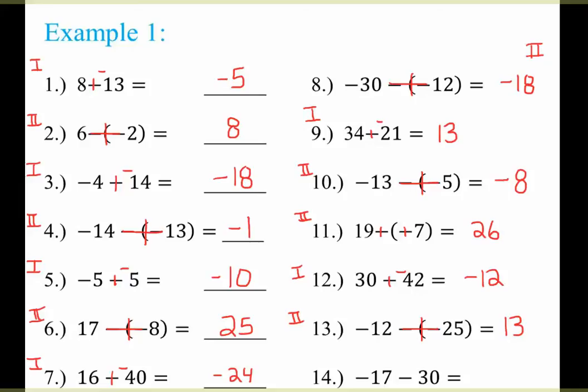All right, number 14, we have negative 17 minus 30. Just a minus sign in there. That's a type 1 problem. Negative 17 plus negative 30. Now this one happens to be a get mugged twice. You lose 17, you lose 30, you have lost 47.